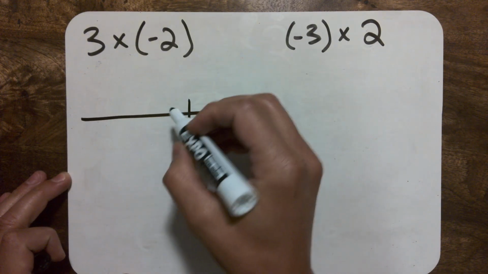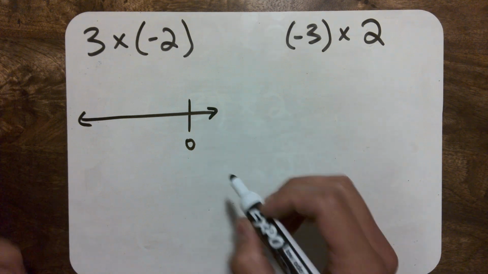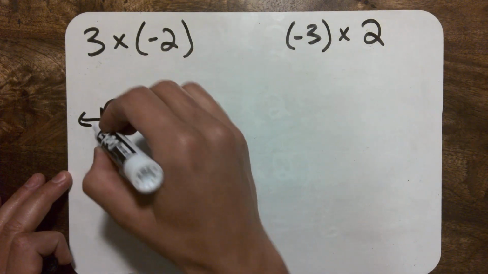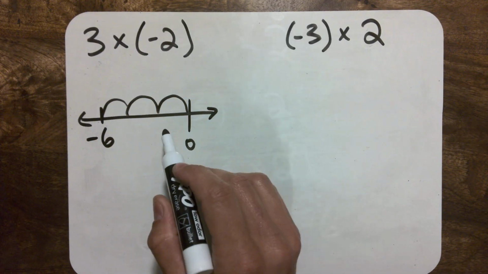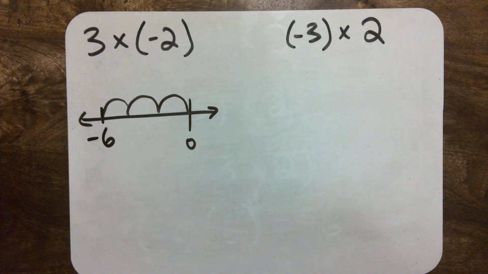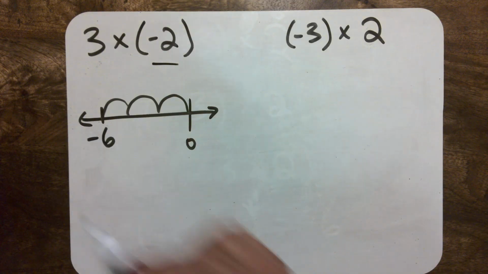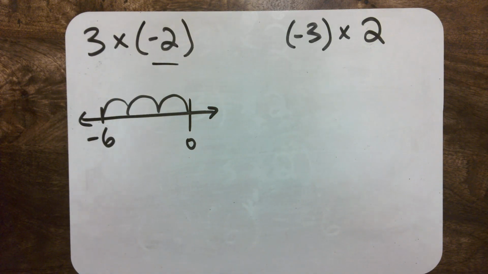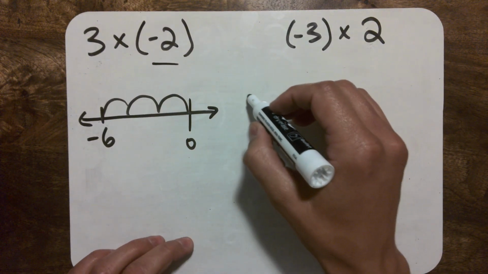For representational, for 3 groups of -2, again, we'll always have groups in the negative direction here since the second multiplier is negative. So we always have to end up somewhere to the left of 0 on the number line.